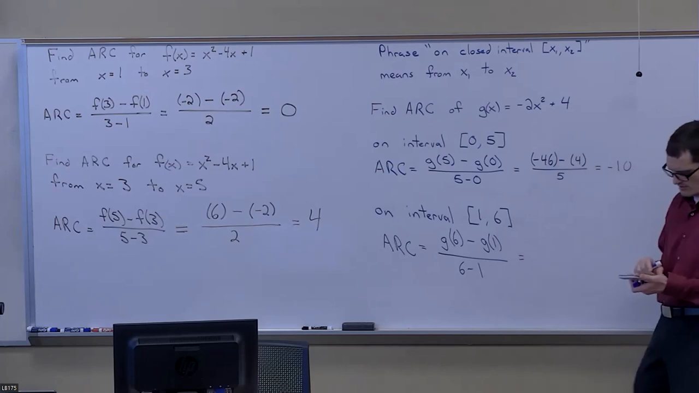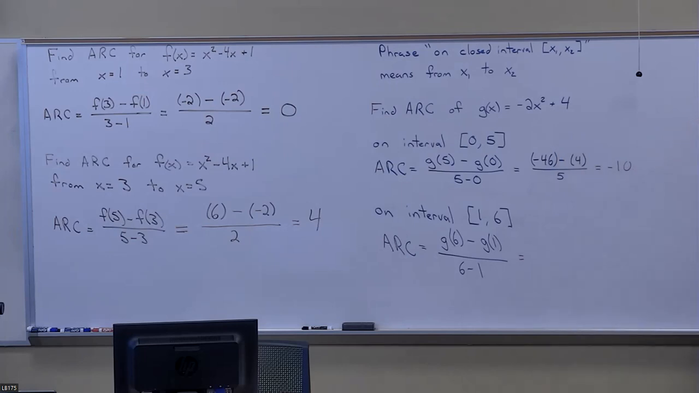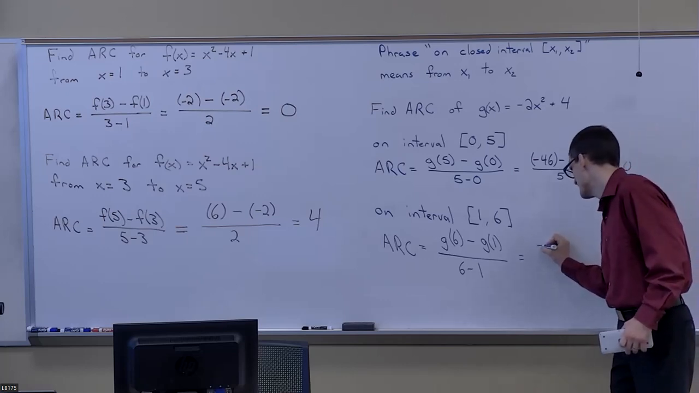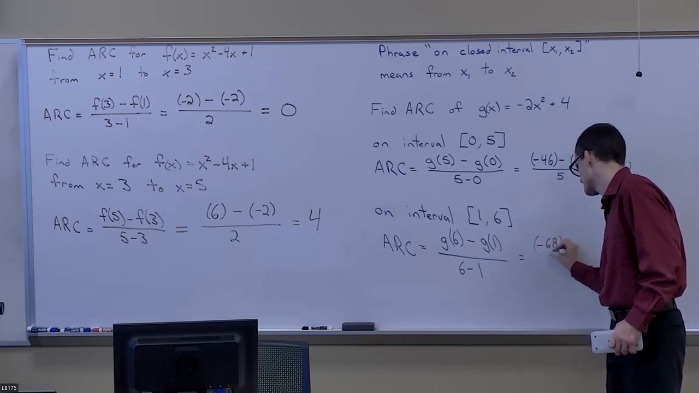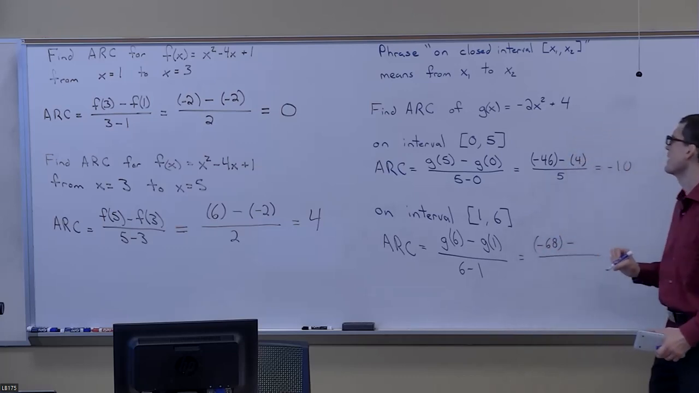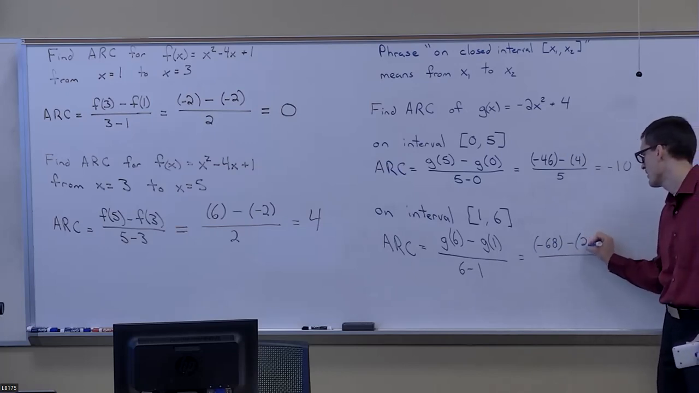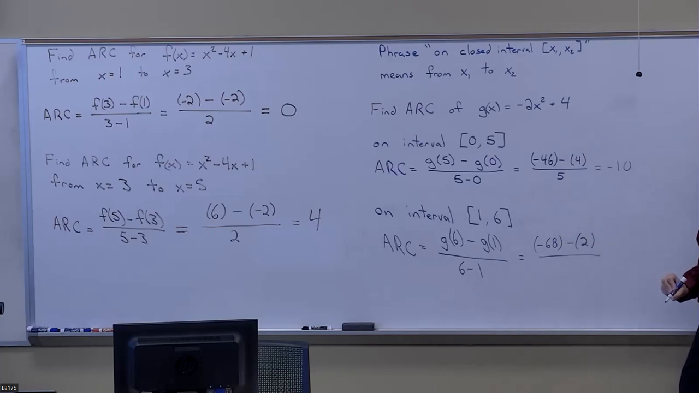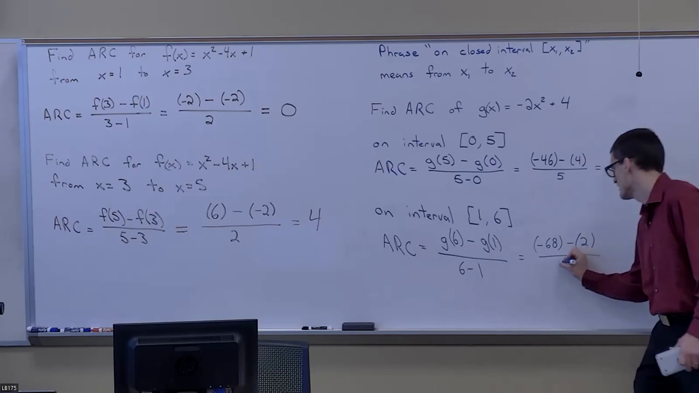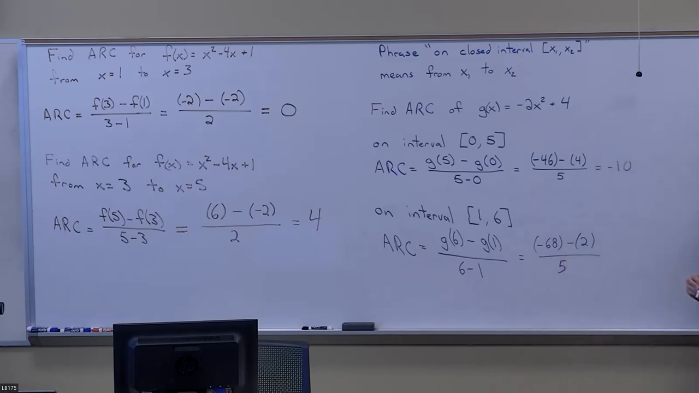On the second one, when you plug in a 6, I got a negative 68. When you plug in a 1, I got a 2. And then 6 minus 1 is divided by 5. That's negative 70, divided by 5, you get a negative 14.